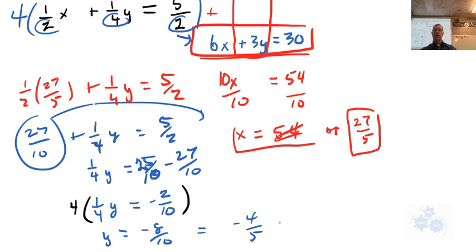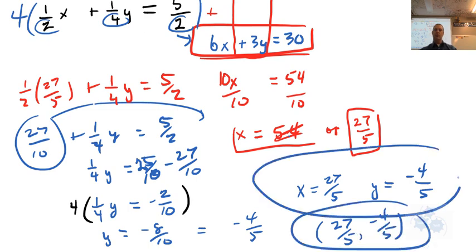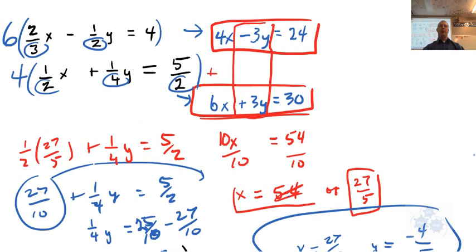So I'll save the check for this example. You should check those answers, but x is going to be equal to 27 over 5, and y is going to be equal to negative 4 over 5. Or the point 27 over 5, comma, negative 4 over 5. Okay, so those are your answers, and they do check out. Any questions about that? That's a little bit of a trickier example, but that's how you work with fractions and doing elimination.